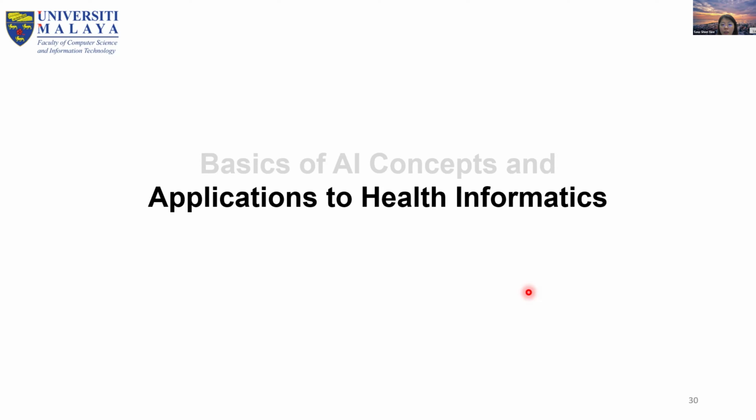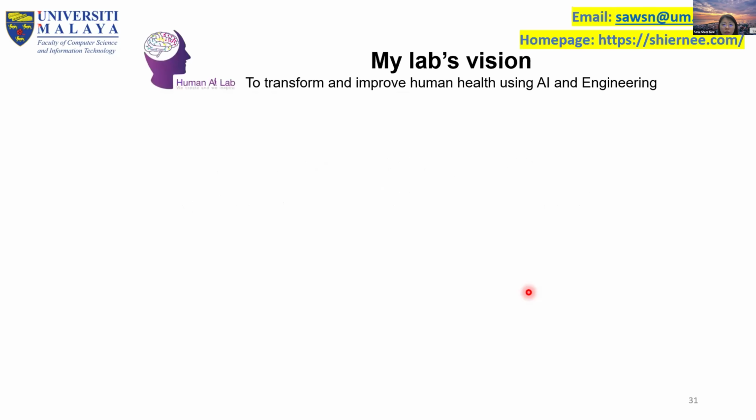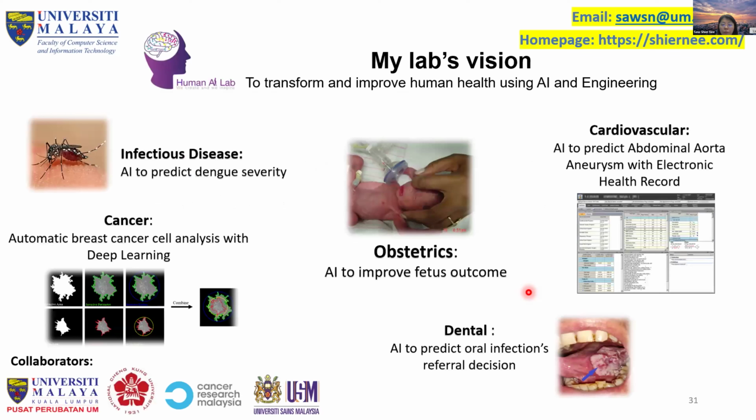In the following slides, I will be sharing with you some examples and applications that use AI or machine learning to solve various different kinds of medical problems. These are some of the projects that my lab is working on. We are currently using AI to predict dengue severity, do some breast cancer cell analysis, etc. I will share with you some of the work that we have done in the past, where we use various kinds of AI techniques to solve various medical problems.